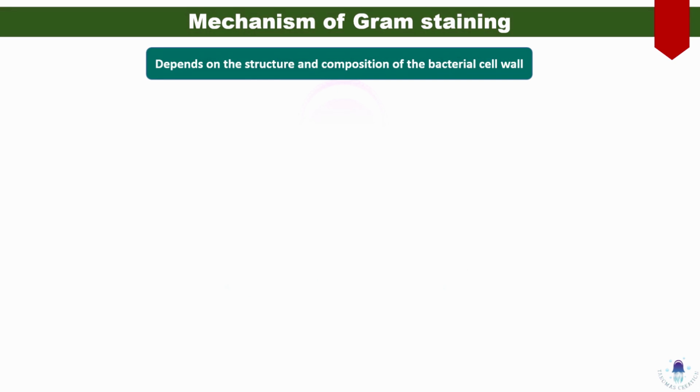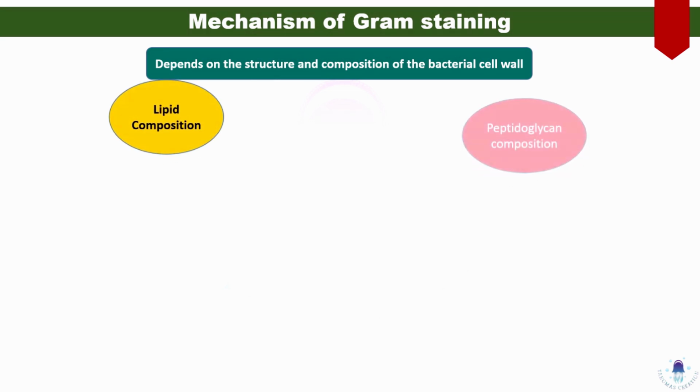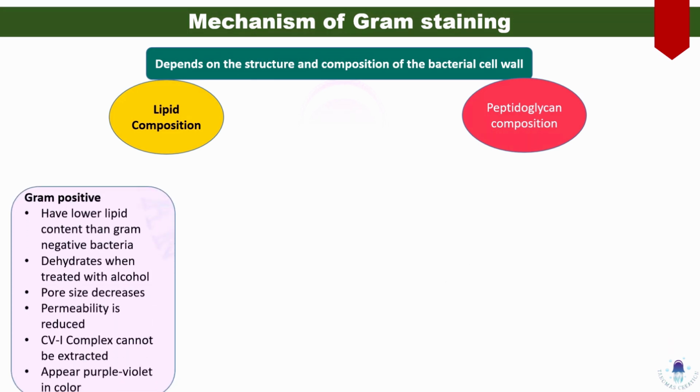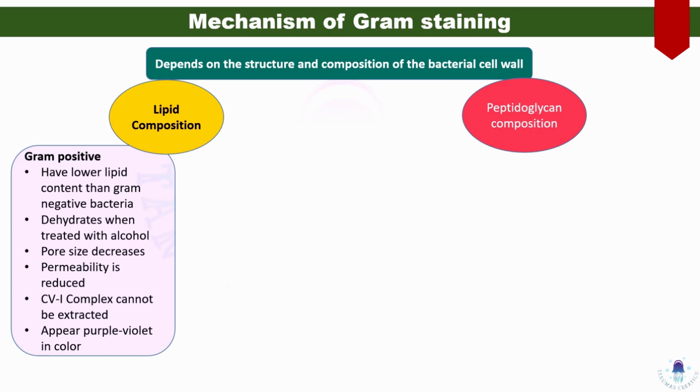So what is the mechanism behind this Gram staining? The mechanism depends on the structure and composition of the bacterial cell. There are two theories: first is lipid composition and the second is peptidoglycan composition. First, coming to the lipid composition. Gram-positive bacteria have a much lower lipid content than Gram-negative bacteria, so they dehydrate when treated with alcohol.